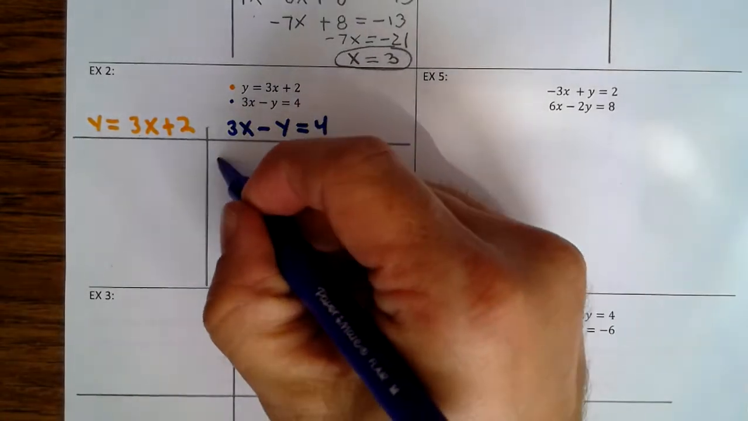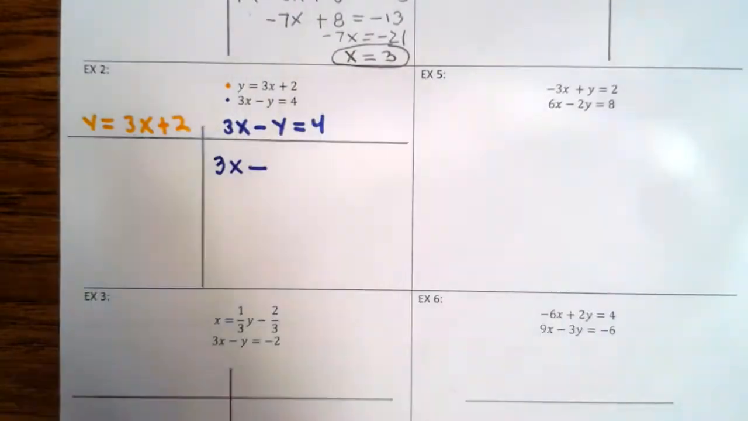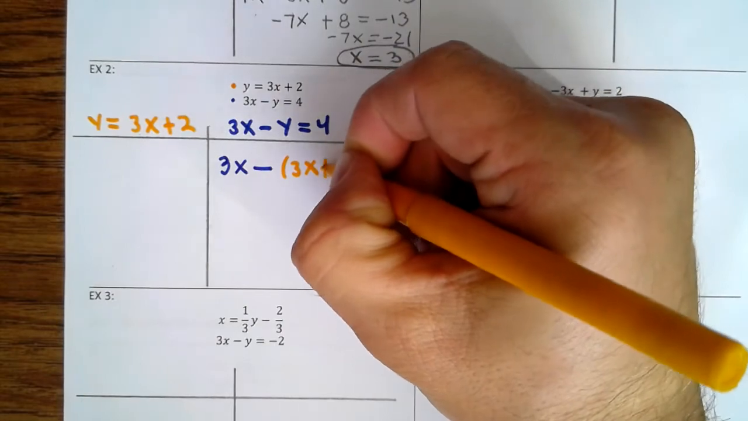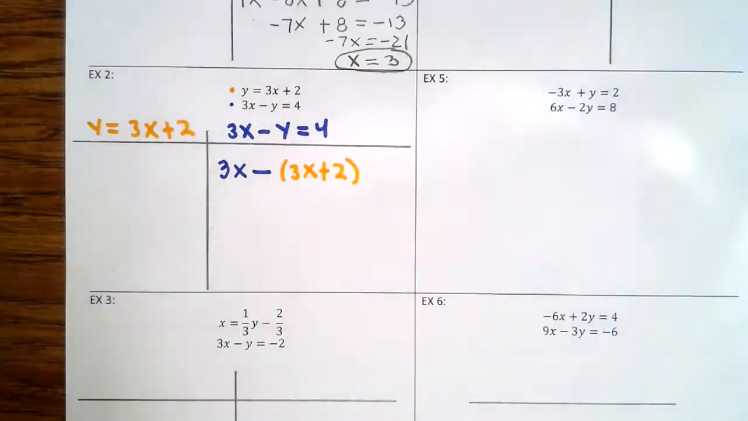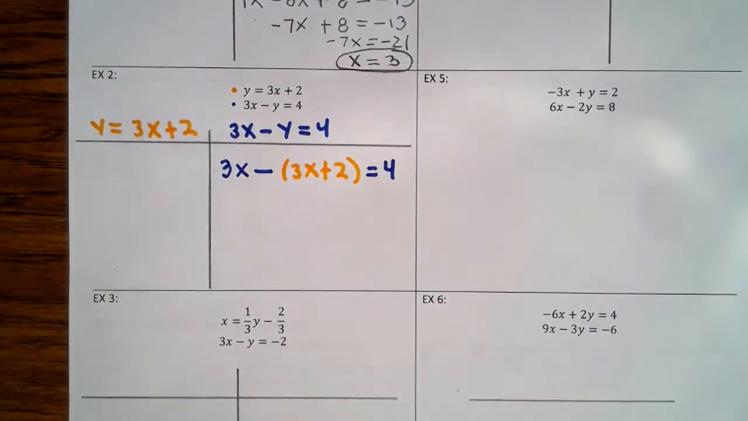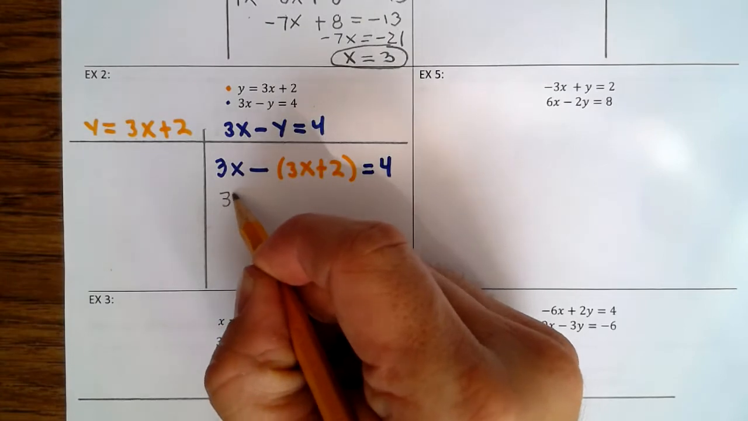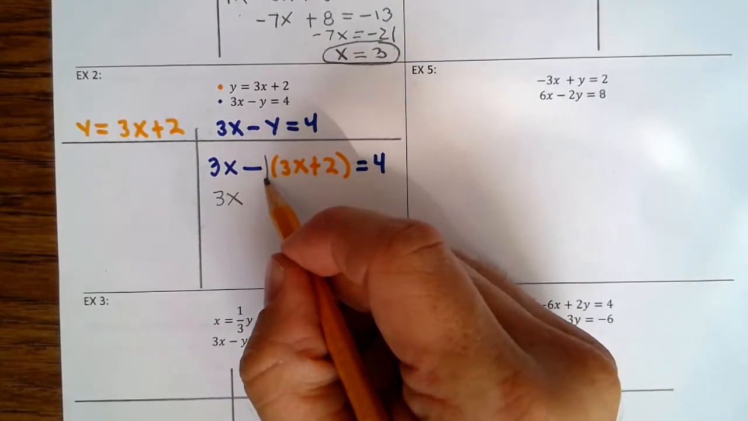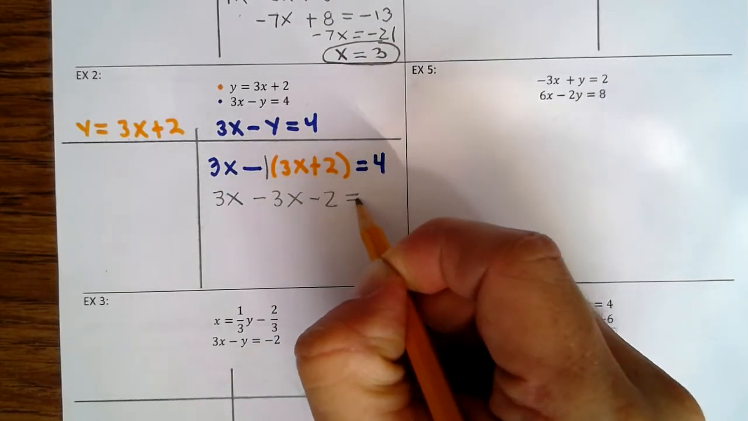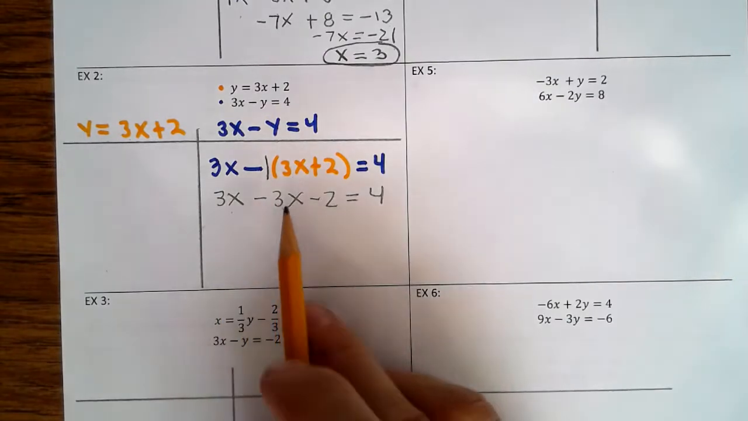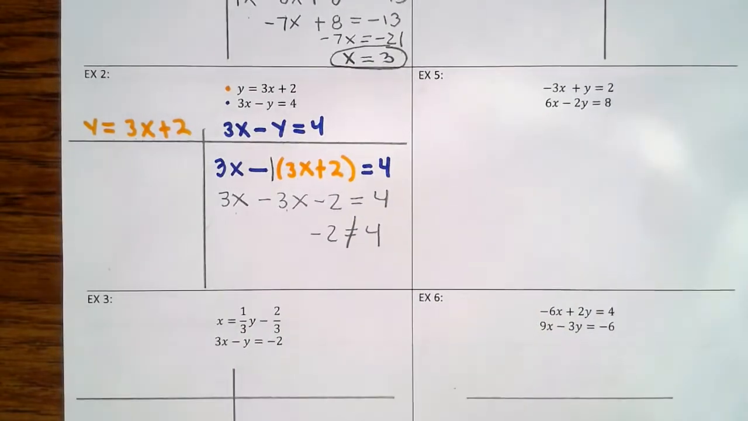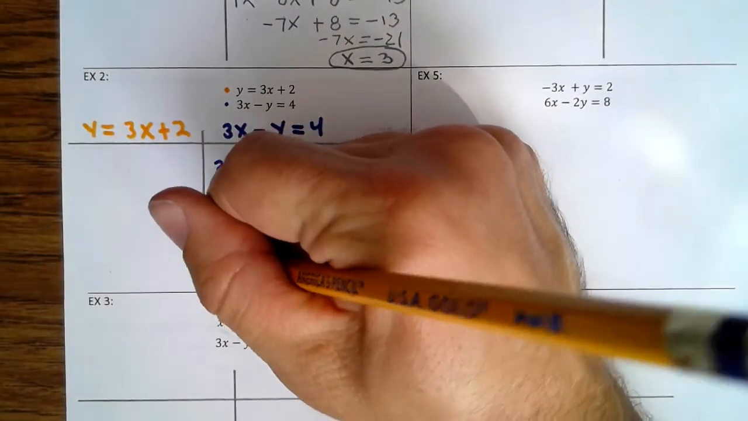So we have 3x minus parentheses 3x plus 2 equals 4. Now next we solve the second equation. So that's 3x. We're going to distribute the negative 1. So negative 1 times 3 is negative 3x. Negative 1 times 2 is a negative 2. 3x minus 3x is 0, so you're left with negative 2 equals 4. That's a false statement, so we know that there's no solution.